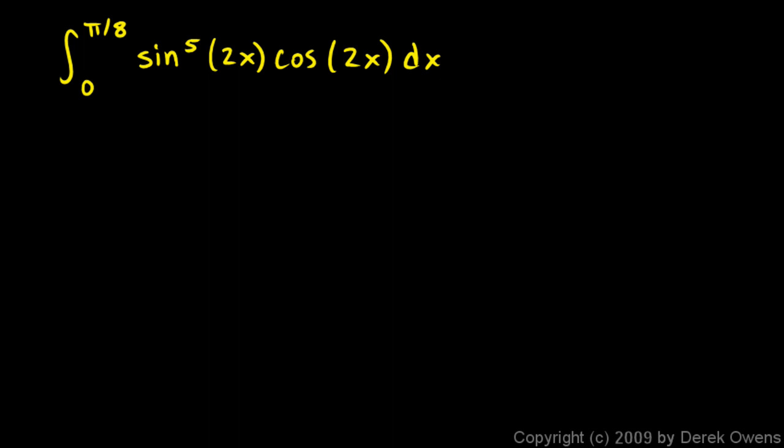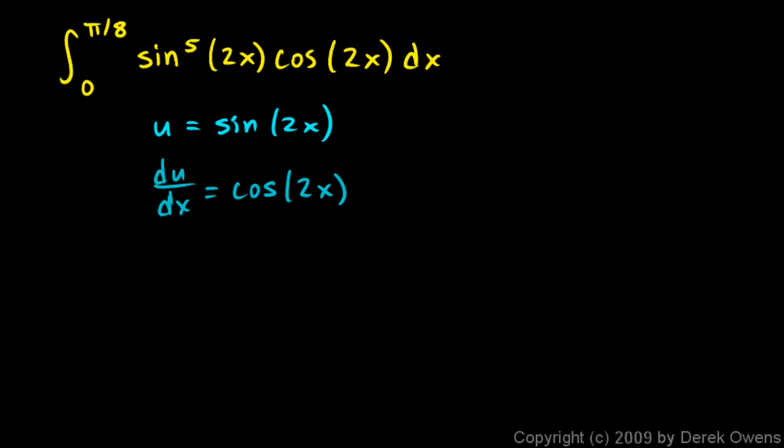Okay, so here's the substitution. I'm going to let u equal the sine of 2x. And there you can see what we have right here is u to the fifth. So if u is sine 2x, then du dx is just the derivative of that. That'll be cosine 2x times 2 by the chain rule. So du dx is 2 cosine 2x. So du is 2 cosine 2x dx.